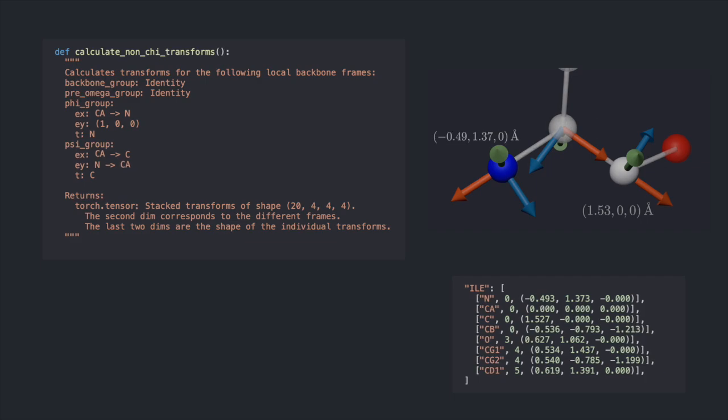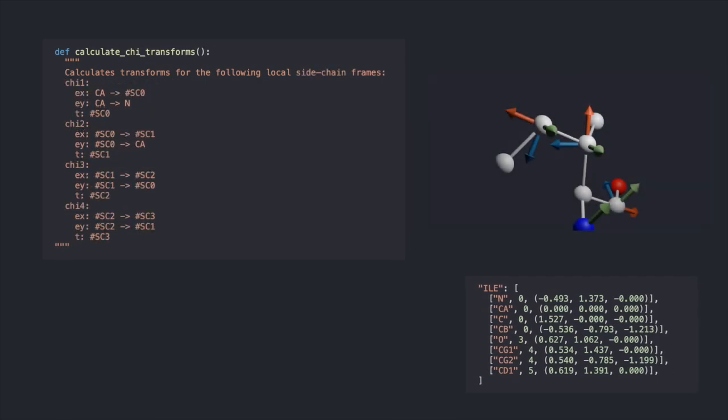For the sidechain frames, the concept is mostly the same. The only thing that changed is that we additionally need to know the atoms that lie along the sidechain, so that we can access their positions. These are given in the form of a sidechain list.